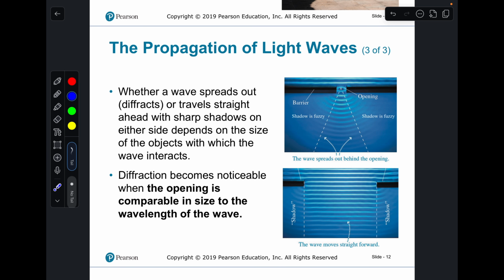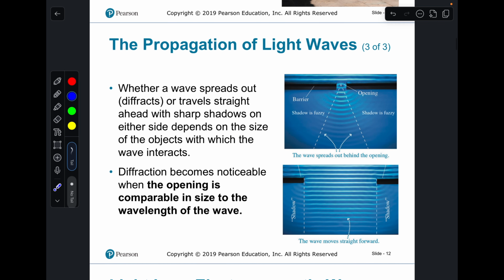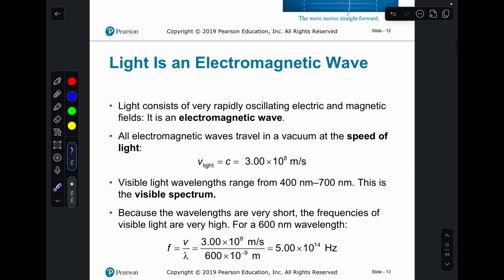Whether a wave spreads out by diffraction or you see the sharp shadows when the opening is large, it really depends on the size of the object with which the wave interacts. So if we were to increase these wavelengths to be roughly the size of this opening, we would see diffraction occur. So the opening size must be around the same size as the wavelength of the wave in order to see diffraction, and thus the wave properties.